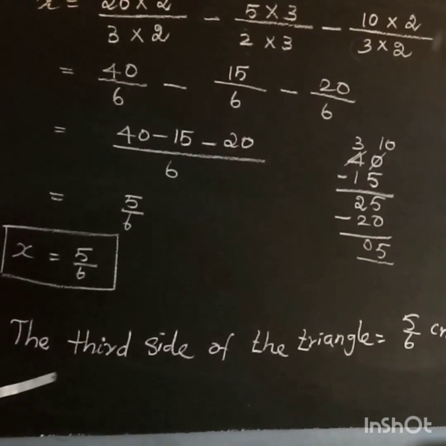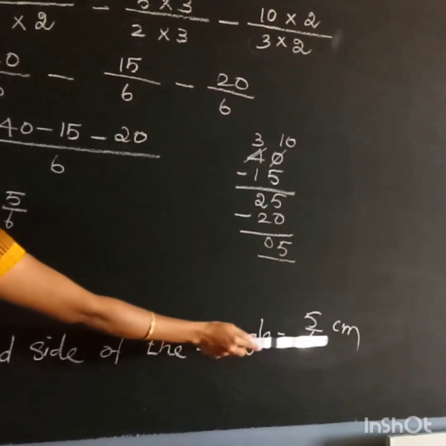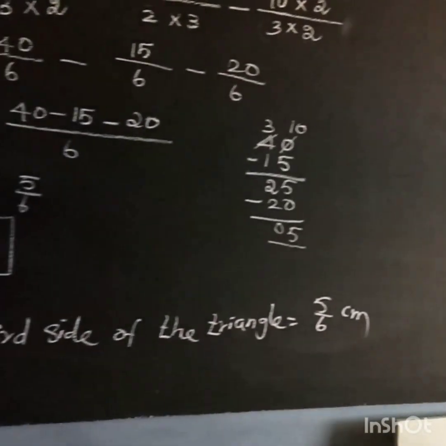What is the question? The length of the third side. So the length of the third side is equal to 5 divided by 6 centimeter. Compulsorily you have to complete the answer with the unit. Okay?